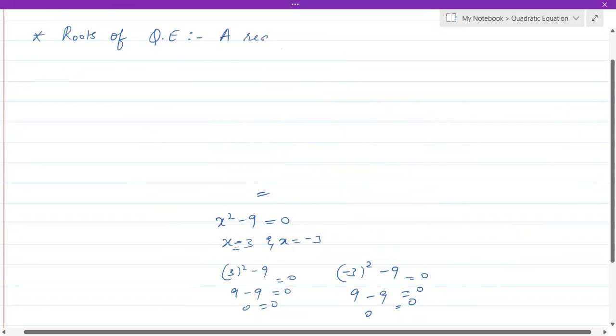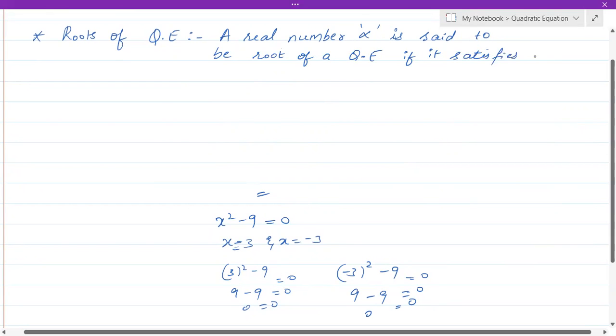A real number, let's say it as alpha. A real number alpha, okay, it's some number. I'm denoting it as alpha, that's it. You can also take it as y, whatever, but alpha will be better. Okay, a real number alpha is said to be a root of a quadratic equation if it satisfies the equation. Satisfies in the sense the LHS should become equal to RHS.